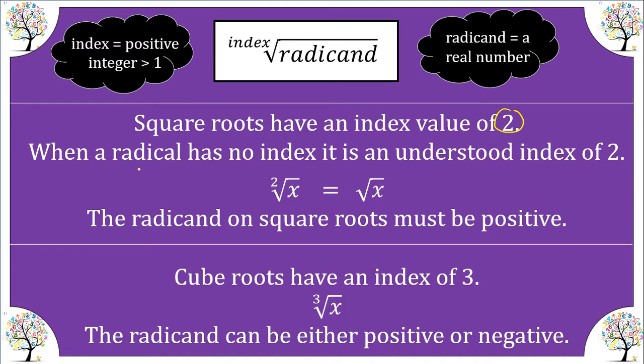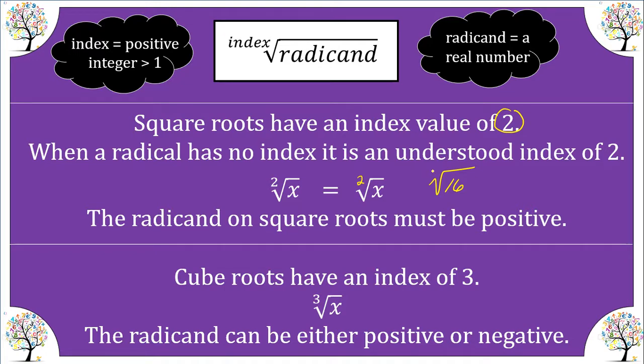However, most of the time when we take the square root of a number or expression, we don't write in the index of 2. This is an understood 2 here, but we do not necessarily need to write it in. So if you see the square root of 16, you know that we're taking the square root, not the cube root or the fourth root. It's understood to be a 2.